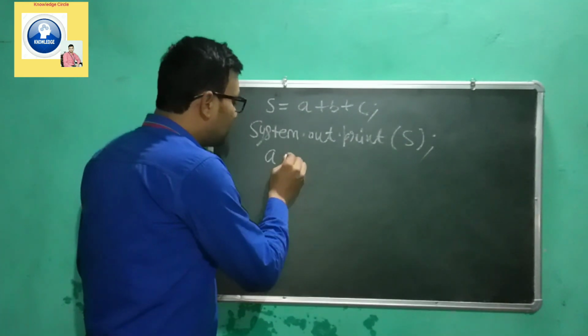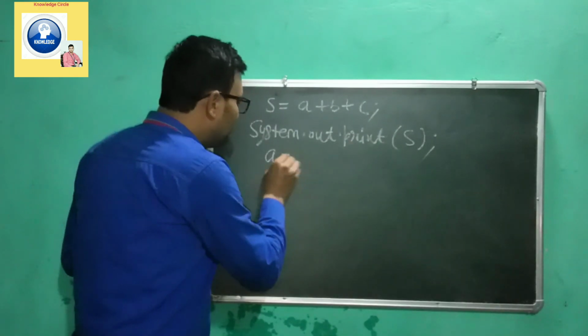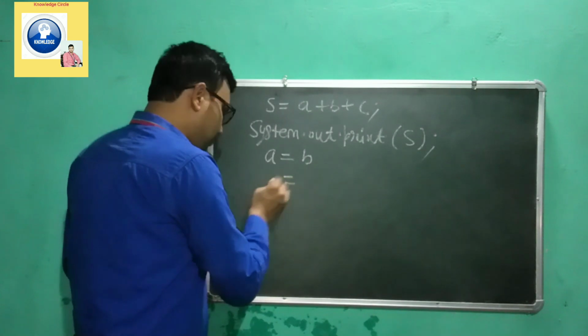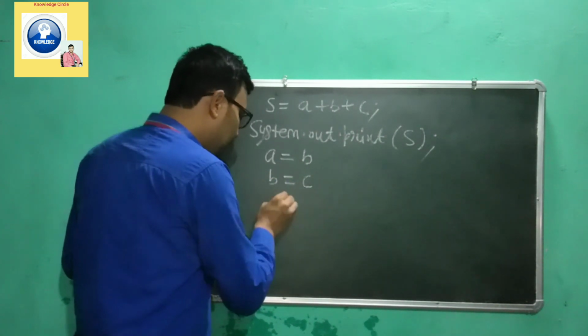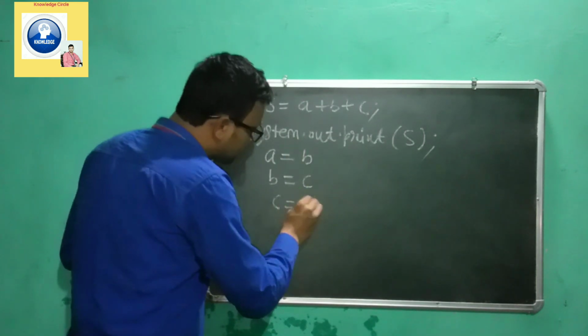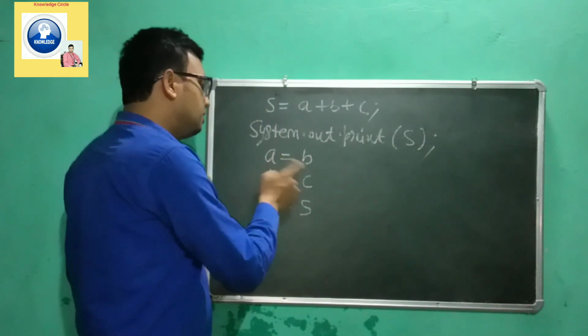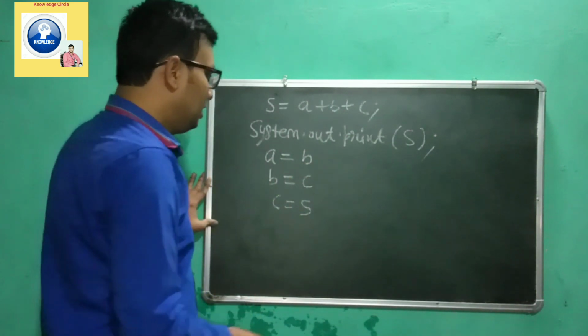Okay, updation means that the terms will change their places. So b will be stored in a, c will be stored in b, and the previous sum will be stored in c. Like b will be stored in a, c will be stored in b, and s will be stored in c. Why?